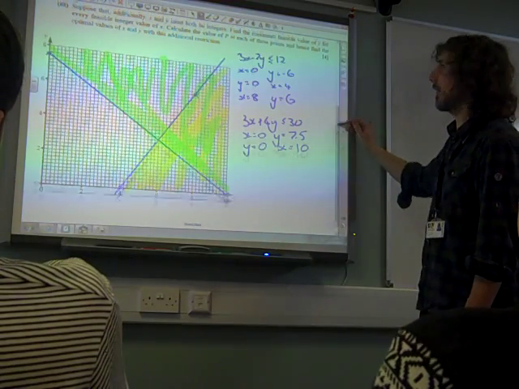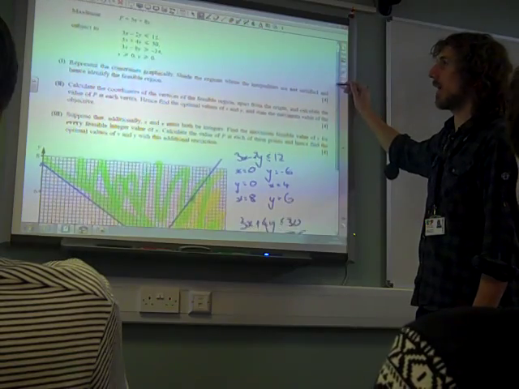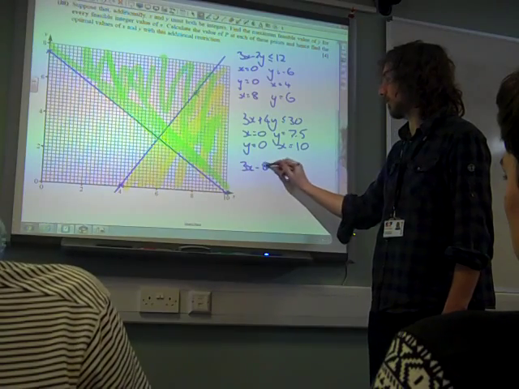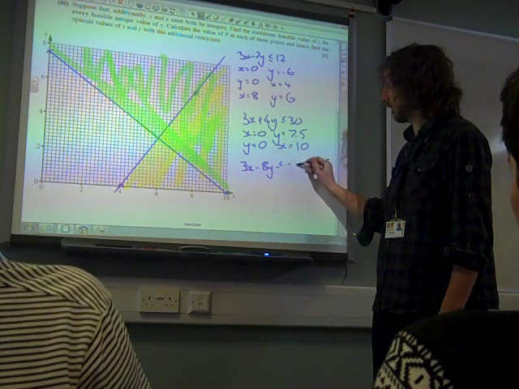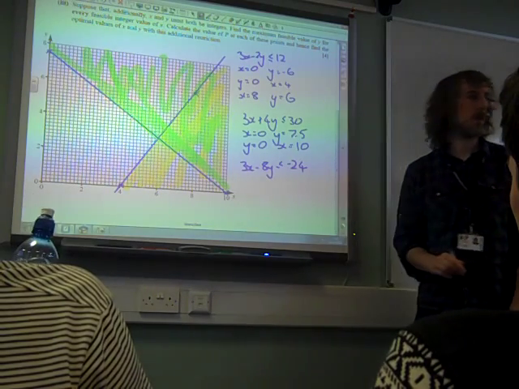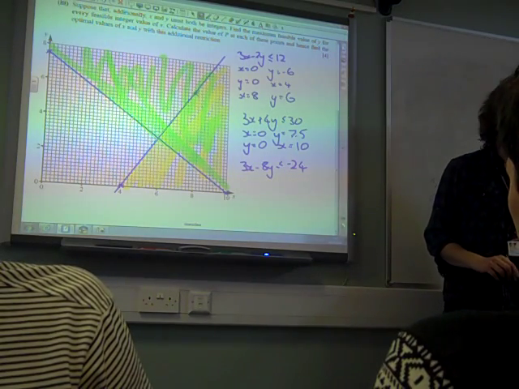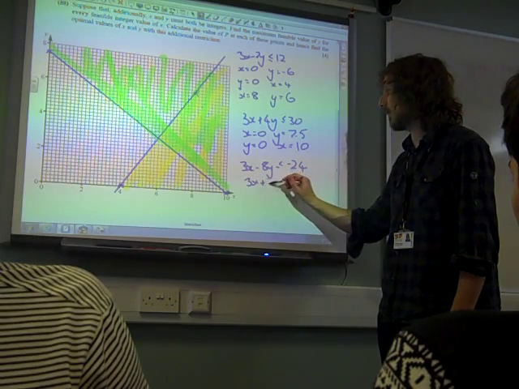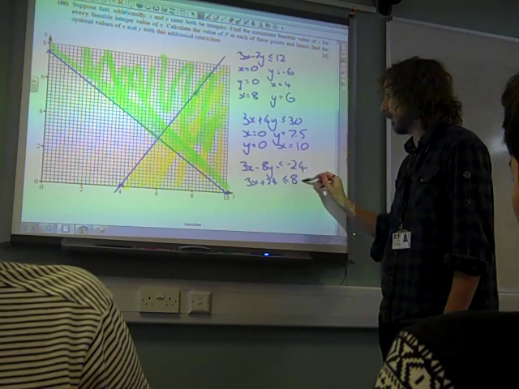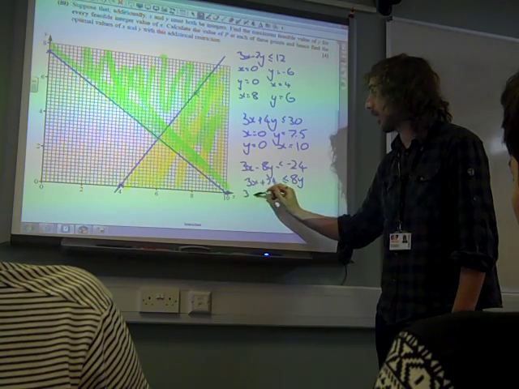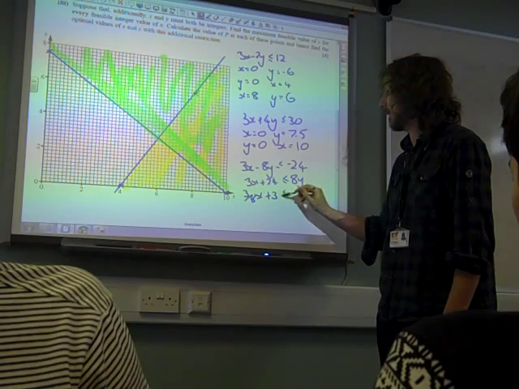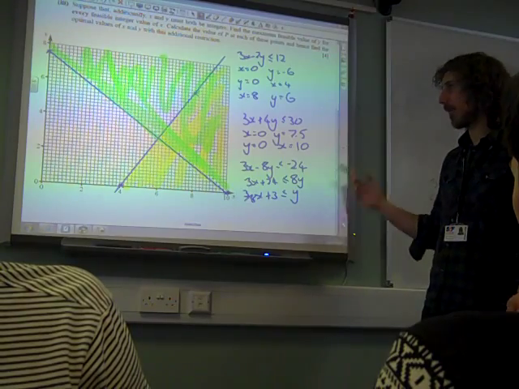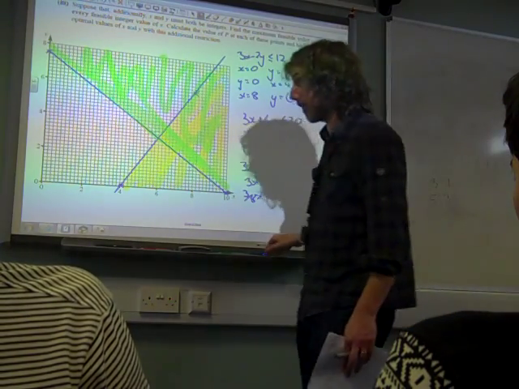Right, next. 3x minus 8y is less than or equal to minus 24. Right, that's rearranged. So 3/8 of x plus 3 is less than or equal to y. So it crosses at 3. That's a good start.